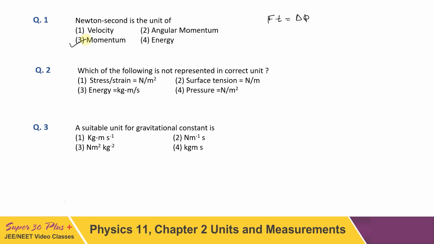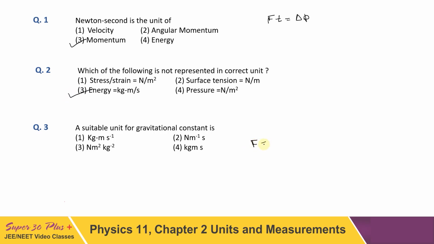Third option is energy, kg meter per second. So kg is for mass and meter per second is velocity. Mass into velocity, that will be momentum. The third one is not correct. Next is the fourth, pressure. Pressure is equal to Newton per meter square. This is also correct. So the third option, which is not correct unit wise, is the correct option. Now come to the third question. A suitable unit for gravitational constant is. For this, let us write the formula for gravitational constant.